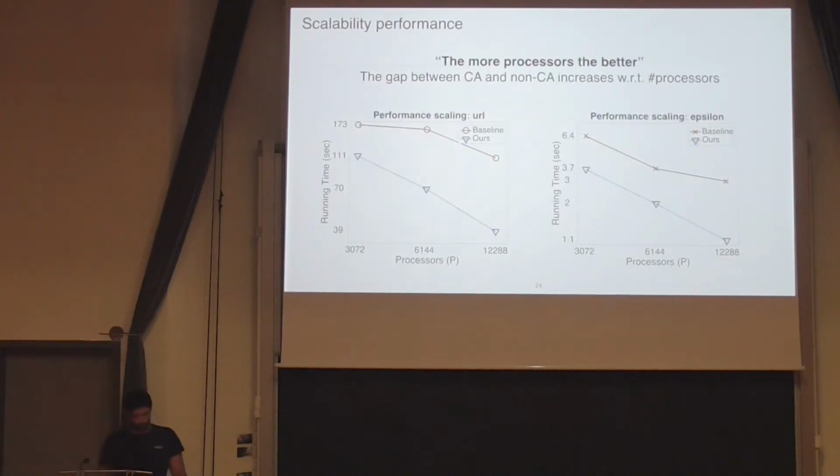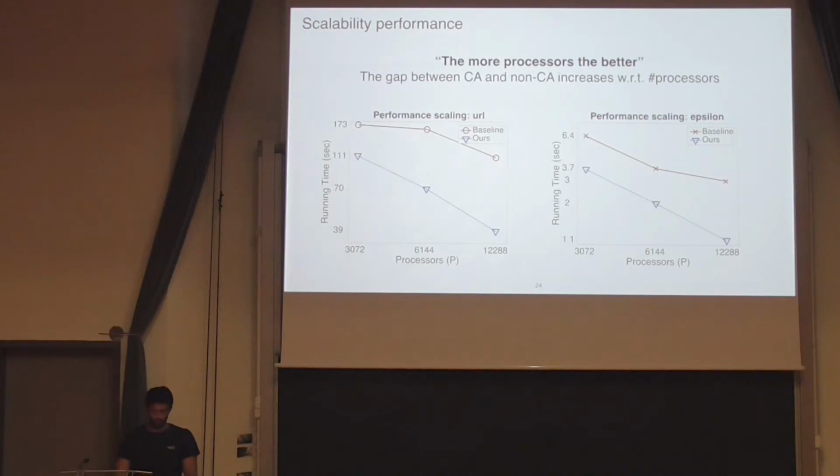Okay, so I have some bold statements here. I will explain this: the more processors, the better. Let me explain what that means. What you see here on the left is the sparse data set, and on the right is the dense data set. You can see the comparison of the running time as we increase the number of processors for the baseline and ours. As we increase the number of processors, communication increases, and that's why the baseline starts to slow down, while the blue line, which is the communication avoiding method, is more tolerant to parallelism, so you can see it has a nice linear speedup as we increase the number of processors.